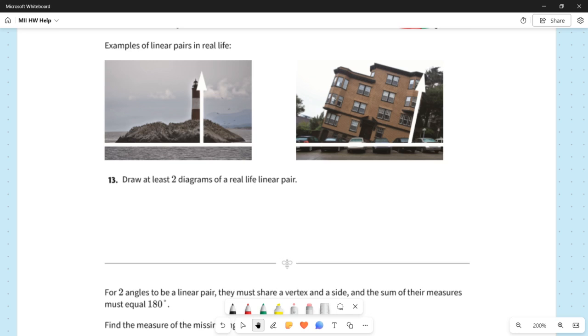Anyway, we can again see that in this case the road is the straight line, and the edge of the building is the ray, and both of those angles share a vertex. I'll do that. So for the lighthouse, that's my vertex, and for the road, that's my vertex, and the two angles are next to each other and they form a straight line.